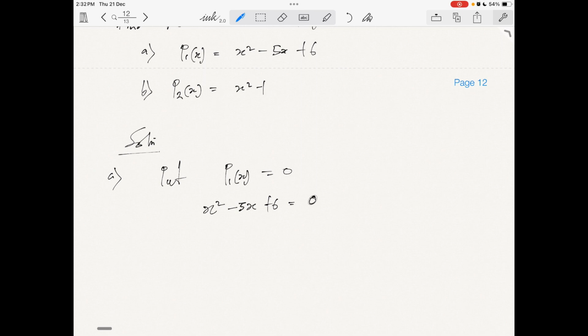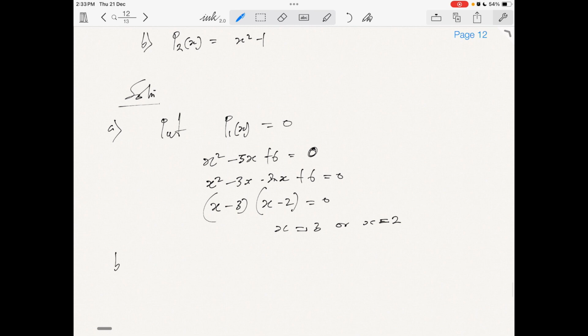So when we solve this, let's use the factorization method. So we have x squared minus 3x minus 2x plus 6 equals 0. To factor this out, we have x minus 3 and x minus 2 equals 0. So x equals 3 or x equals 2. It's as easy as that. These are the zeros: x equals 2 or x equals 3.